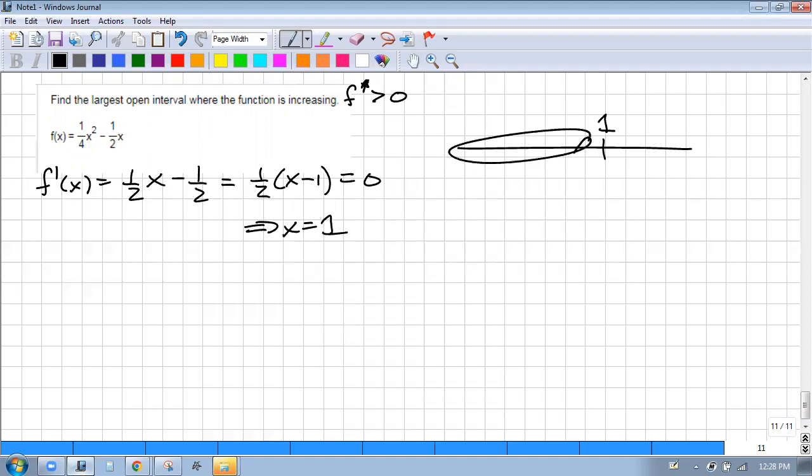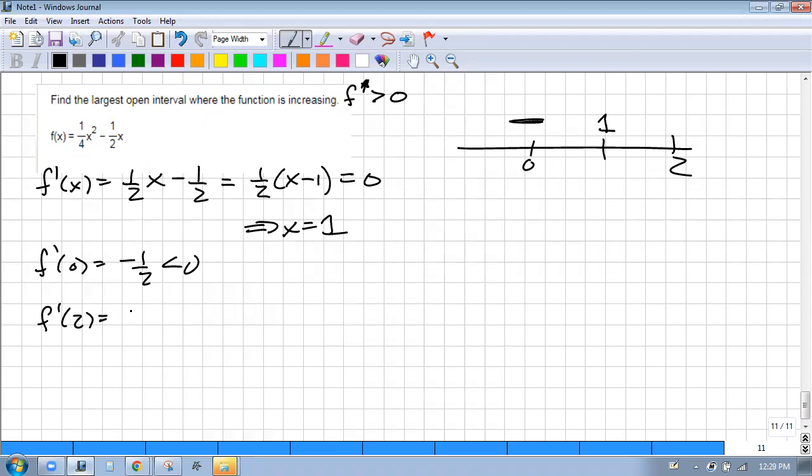So we kind of test these intervals over here. It's either going to be positive or negative in these two places. So if we check out, let's say 0, f prime of 0 would be negative 1/2, which is negative. So it's decreasing over here. Let's check out this interval. We'll plug in a 2 here. We would have 2 over 2 minus a half. That's 1 minus a half. Positive. So it's increasing over here.